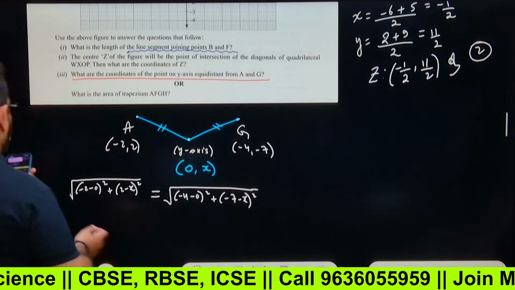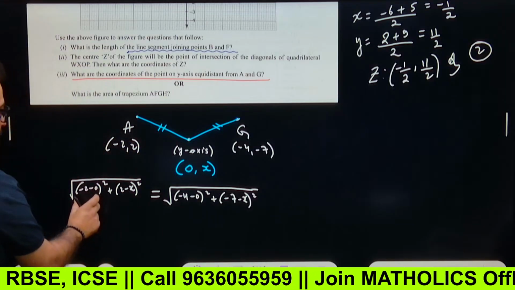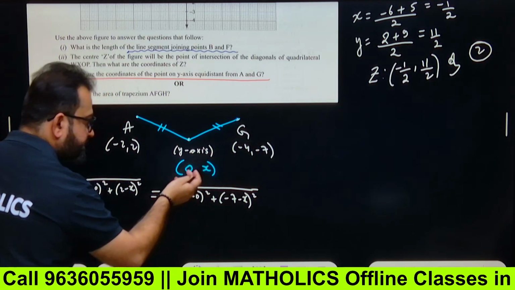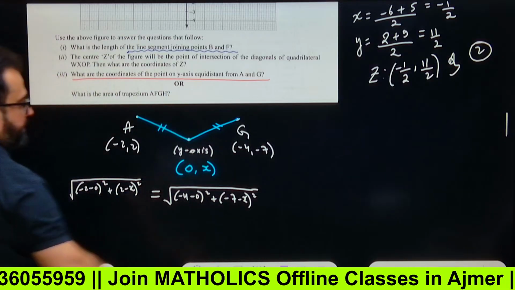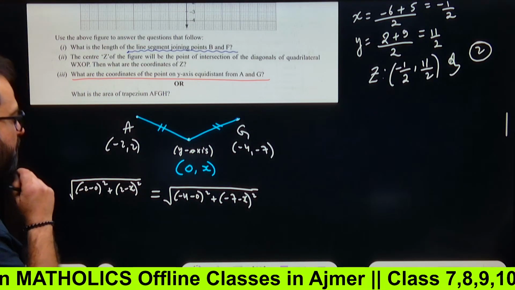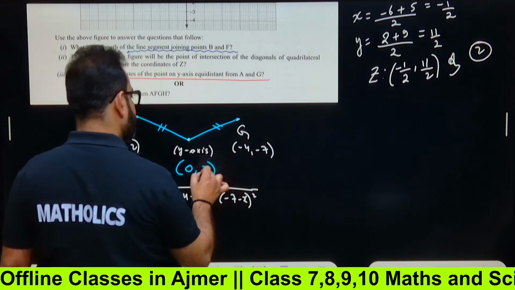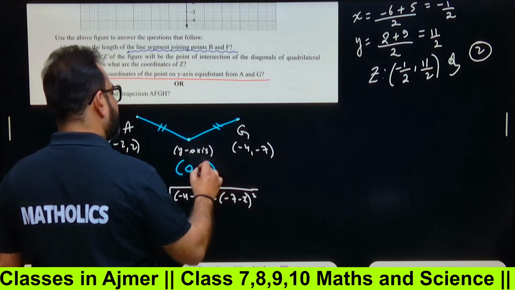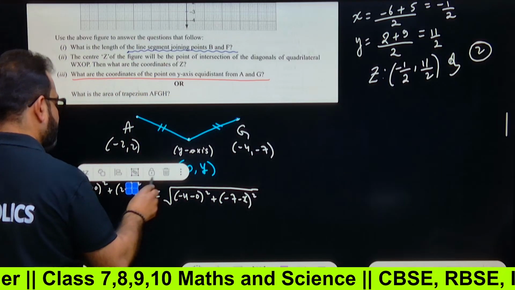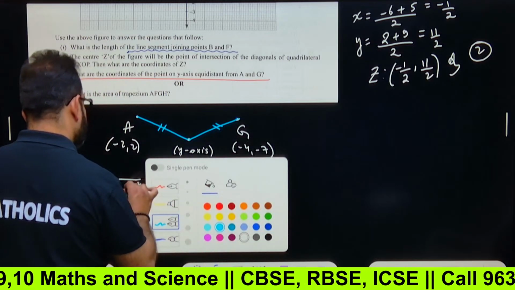So using the distance formula, what did we get? Under root of (-2 minus 0) whole square plus (2 minus x) whole square, equals under root of (-4 minus 0) plus (-7 minus x) whole square. Now, first thing, the point is 0, comma y. You must write 0, comma y, not x, because the point is on the y-axis. This is a very simple thing, but you have to take care of it also.